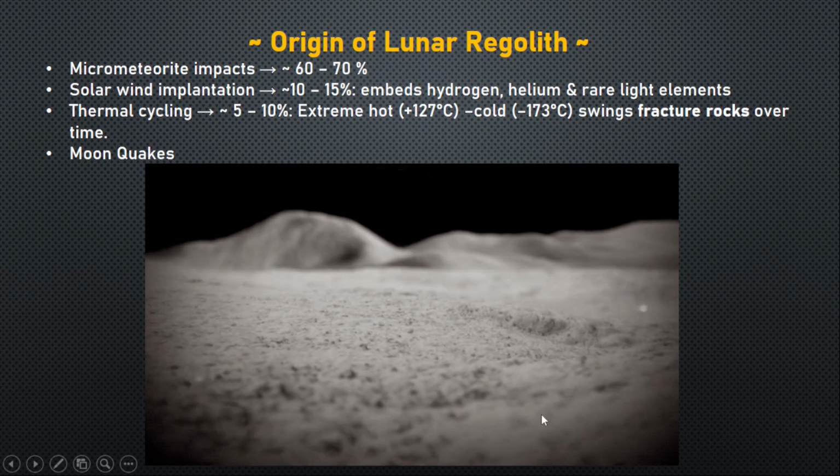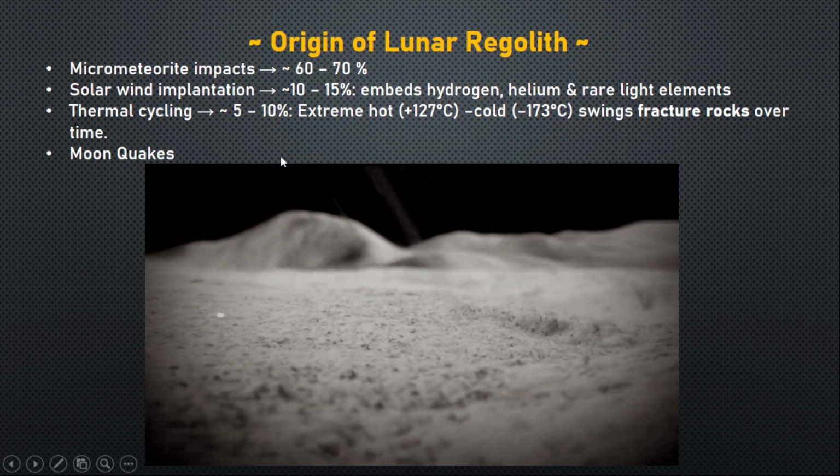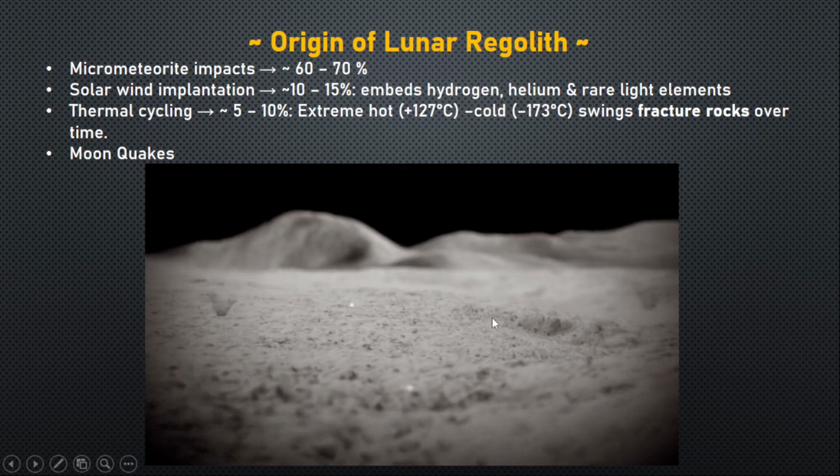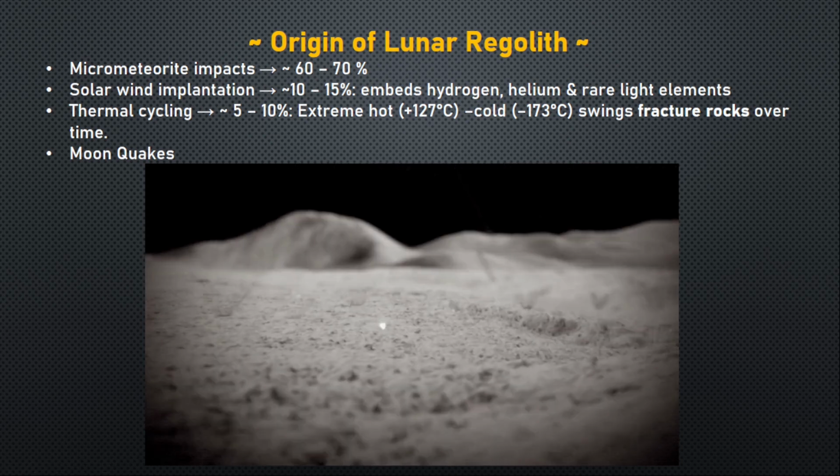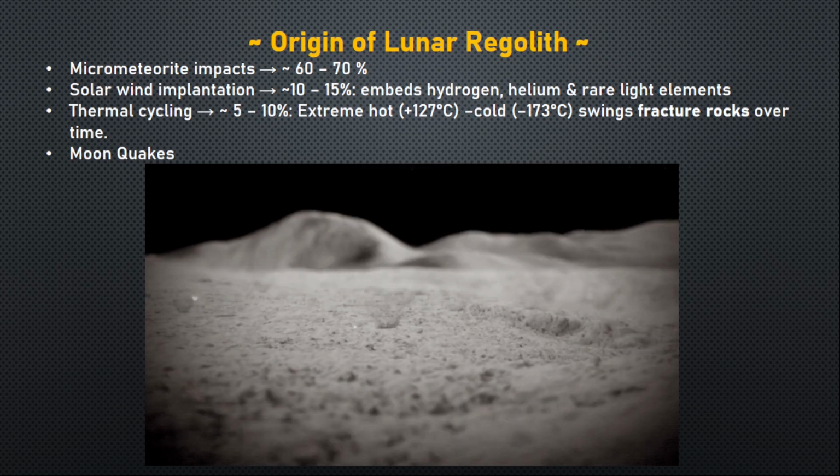You can see a simulation here, although it is exaggerated, but this is how it works. Through this process, about 60 to 70% of the lunar soil is created. We also have solar wind implantation. These are charged particles ejected from the sun, and they move out into the universe.